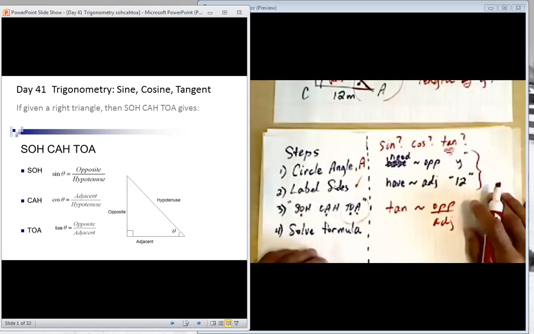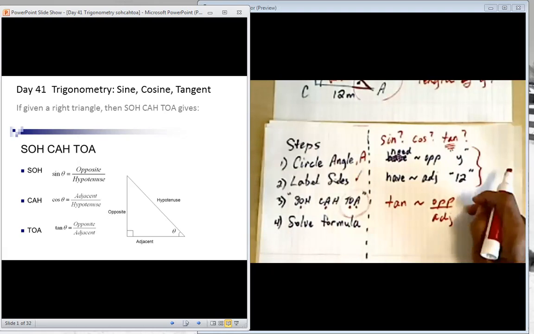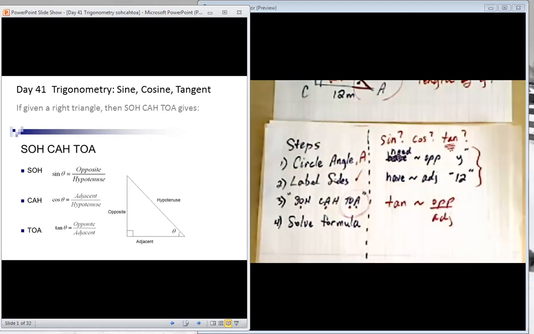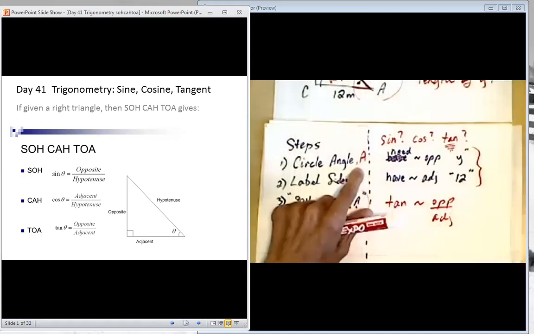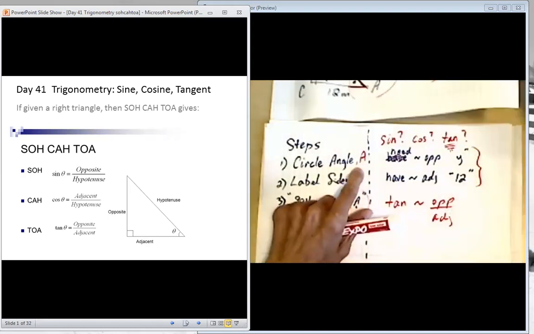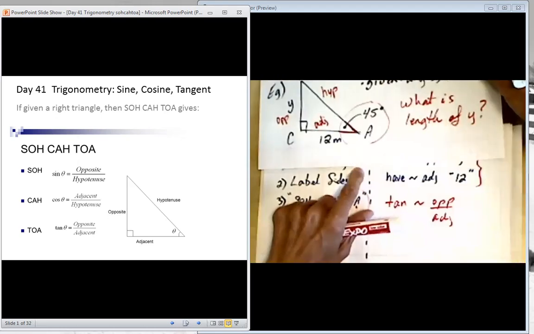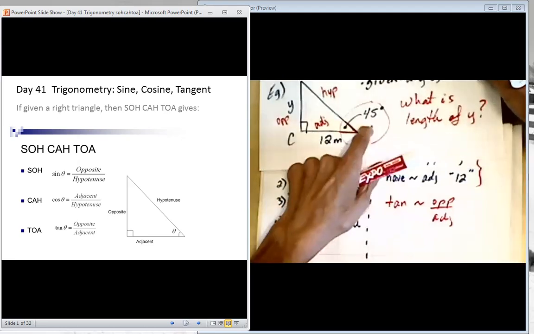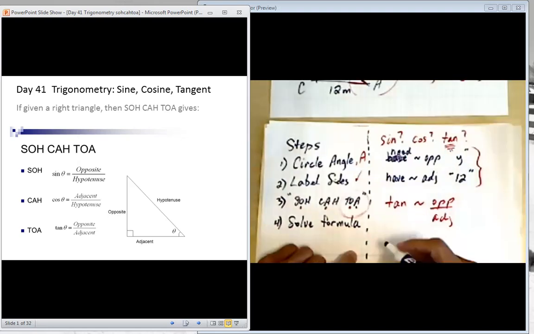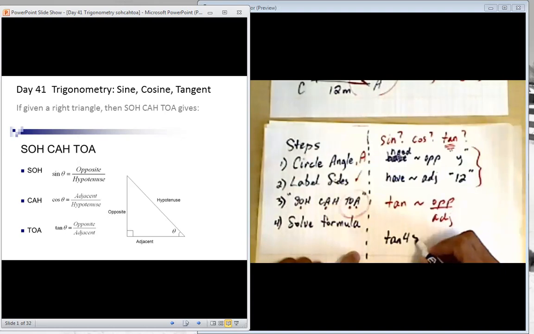Okay, so we set it up specifically for this question now. The angle we're looking at is angle A, but how big was it? Just taking a look here. 45, right? So we can set up the formula now. Tangent of 45 is equal to the opposite side, which is y, divided by the adjacent side, which is 12.